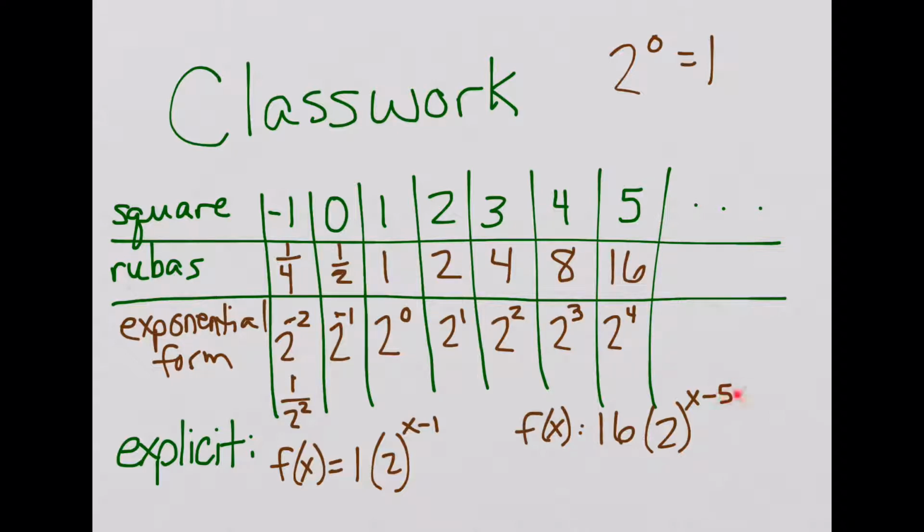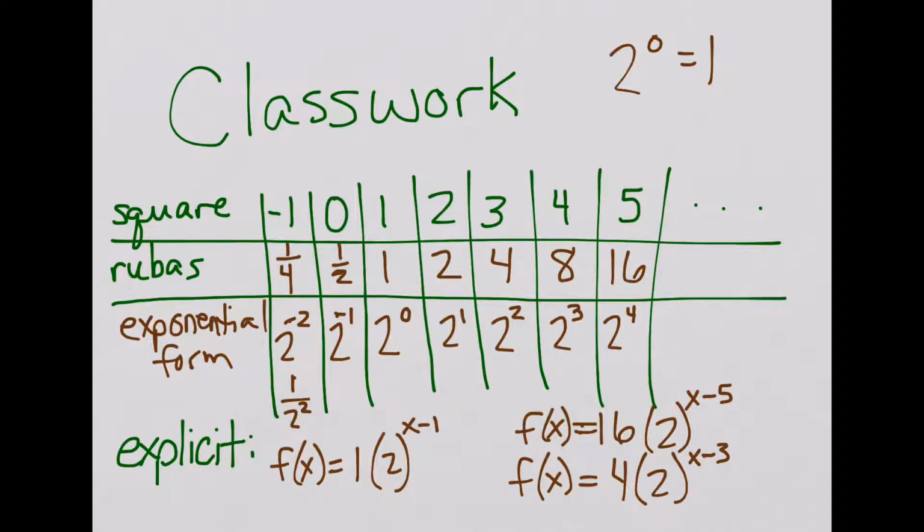And that's because the fifth term is 16. You see that right here? On the fifth square there was 16. Fifth term 16. Let's do another one. F of x equals maybe 4 times 2 to the x minus 3. So you could write an explicit equation using any term, and they just have to coordinate. So if I'm talking about the third term, I would use 4 as my starting place. Third term is 4. The pattern is 2 every time on those.